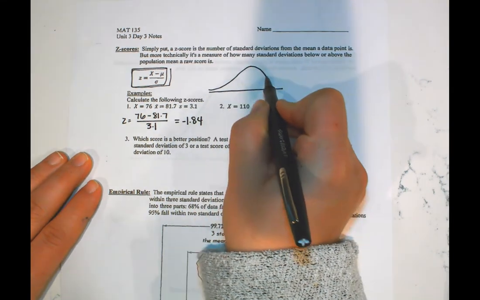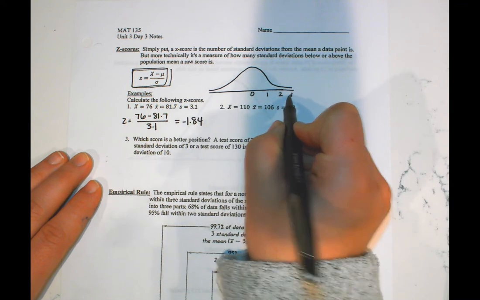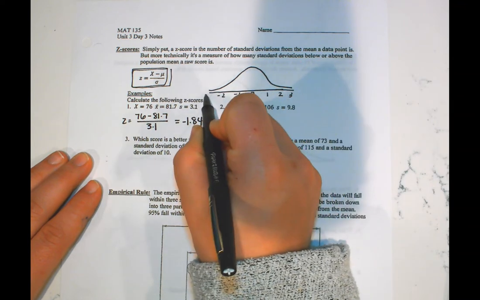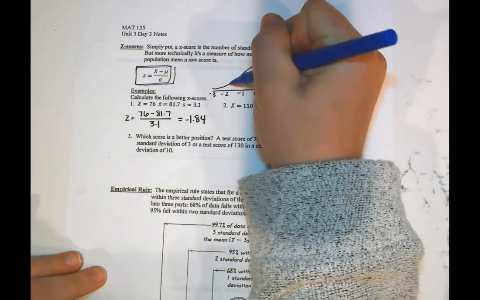If we were to look at that on a standard normal curve, and we'll talk more about what standard normal looks like next class, the mean is 0 and the standard deviation is 1. So a score of negative 1.84 would be roughly over here. That's where it would fall on your curve.